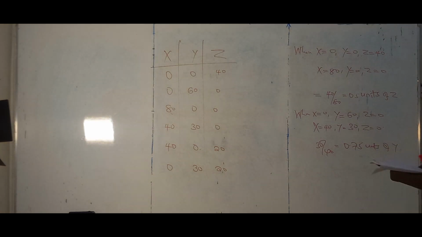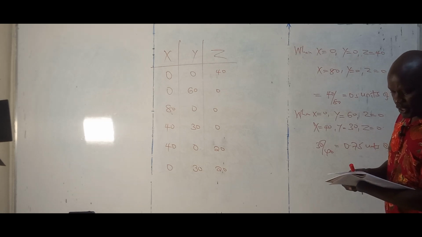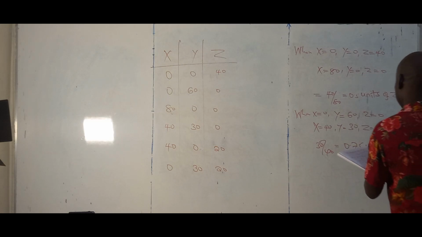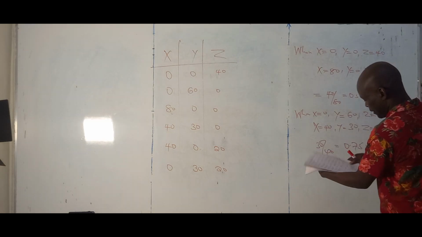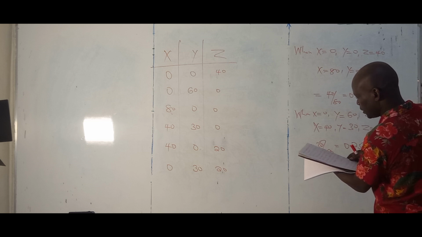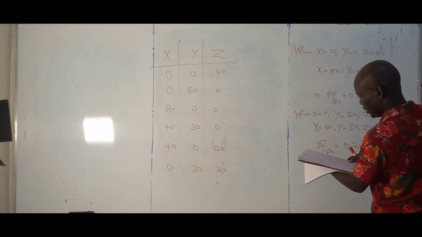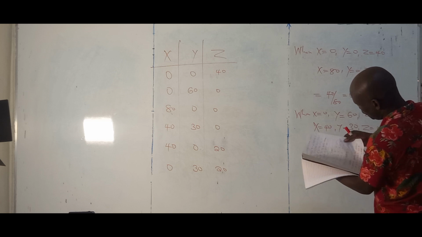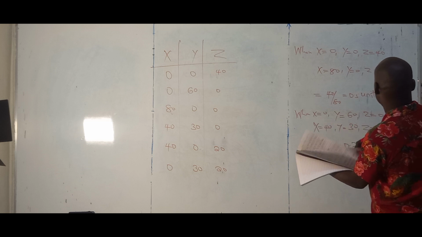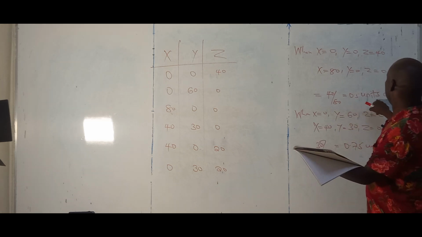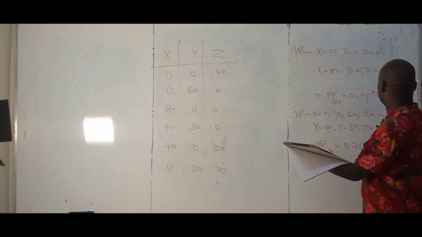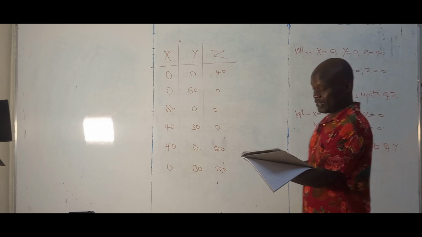So what do we say? We say that the opportunity cost of 1 unit of X. These particular scenarios all apply because we are asked to get the opportunity cost of 1 unit of X. So it is 0.5 units of Z or 0.75 units of Y. And that is our answer.